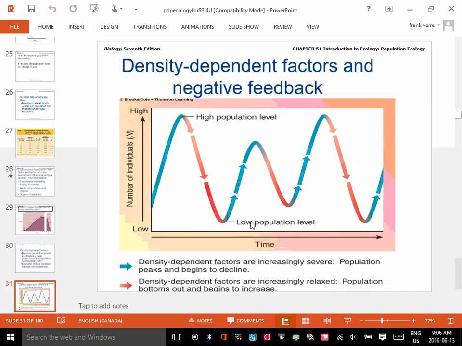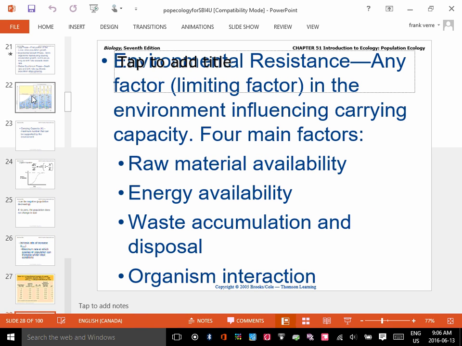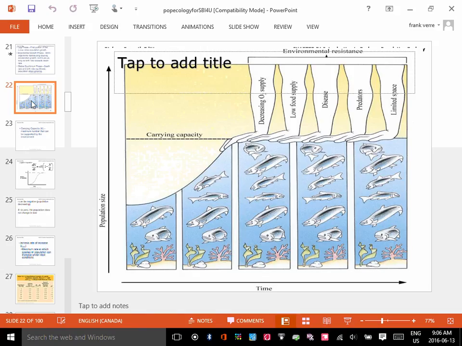So like disease. Does the density of a population affect the ability of a disease to spread? Yes, it does. So then that will be considered a density-dependent factor. Food is a density-dependent factor. Would oxygen in an aquatic ecosystem be a density-dependent factor? What do you think? Yeah, because if there are more individuals in an area, each using up more oxygen, then there's going to be less oxygen in the system, right?